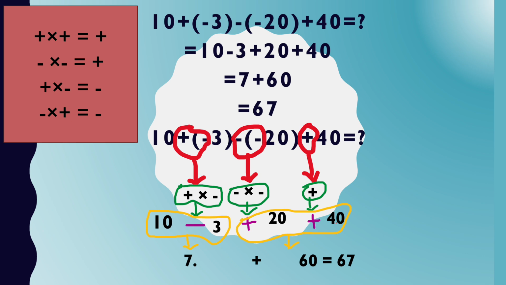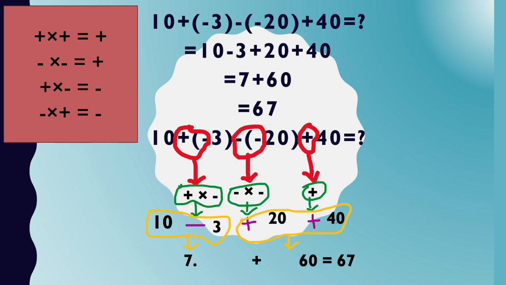Now I want to find out what the sign is between 3 and 20. In the question, what are the two signs between 3 and 20? Minus, minus. Now I found the minus. Minus is the same sign. Remember, when you multiply same signs, the answer is always plus. Here you go. Minus multiplied by minus, what is the answer? It's going to be plus. There you go.